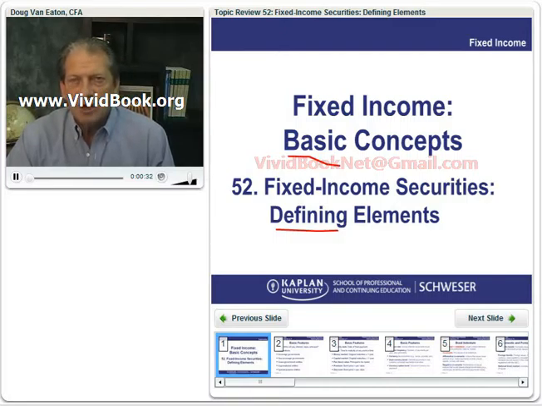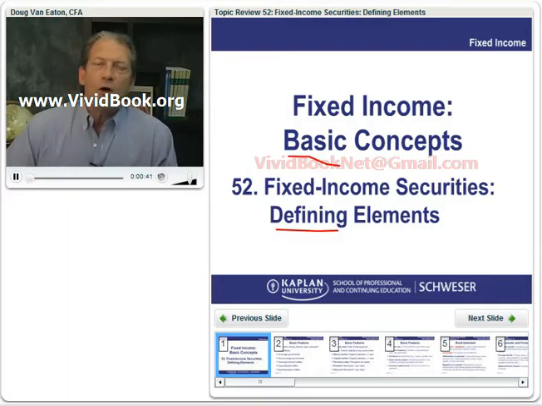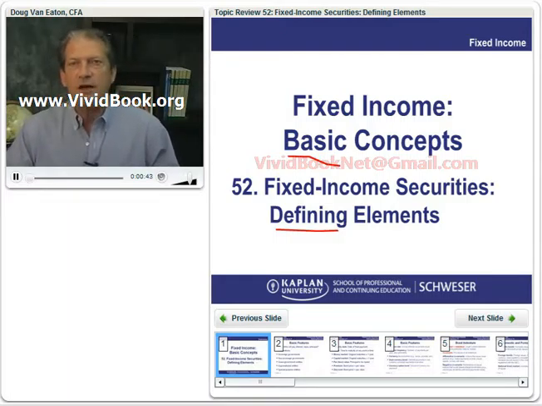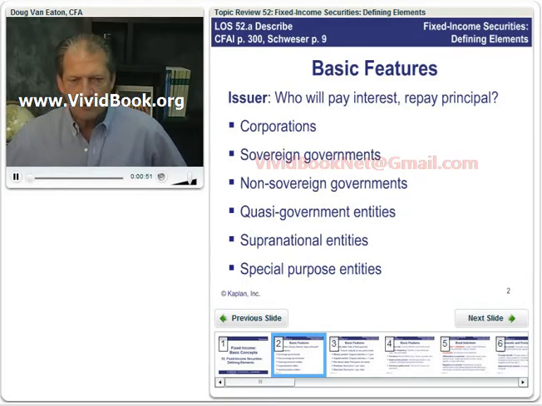So let's try and get these down and be very clear about what these terms mean, what they refer to, and how bonds work. This is certainly going to help when we get further on in fixed income, where we talk about valuation and risk and other issues. But let's jump right into this and look first at the issuer.